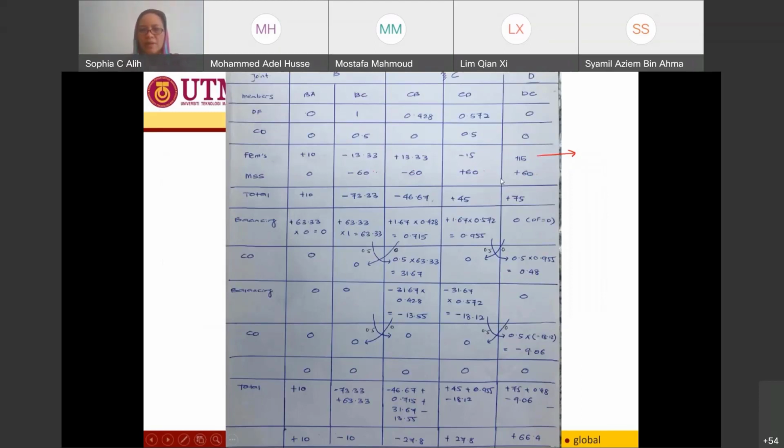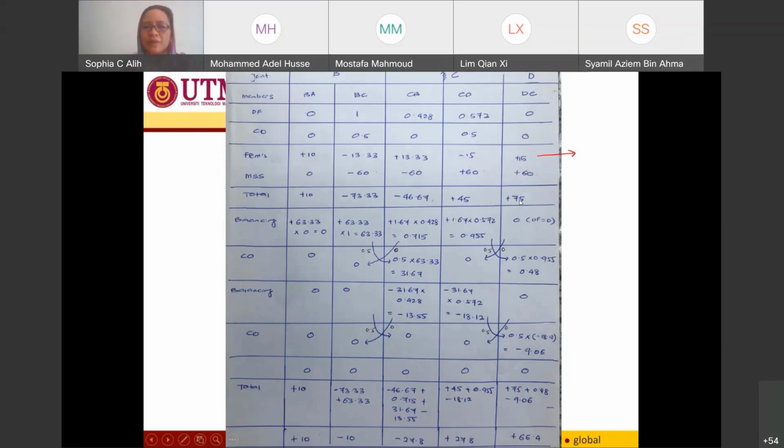Now, until here, it's all similar, but since you have two moments for this case, one is the fixed end moment, and one is the moment due to support settlement, you first need to sum up these two moments for your calculation. So positive 10 and 0 is going to be positive 10. Negative 13.33 and negative 60 is going to be negative 73.33. I sum up these two and I will have negative 46.67.